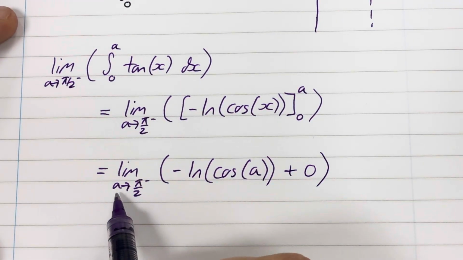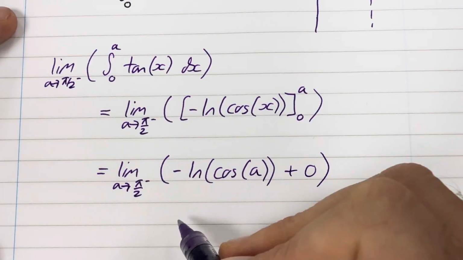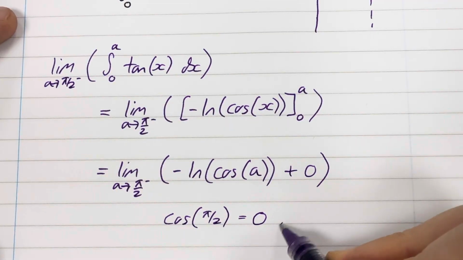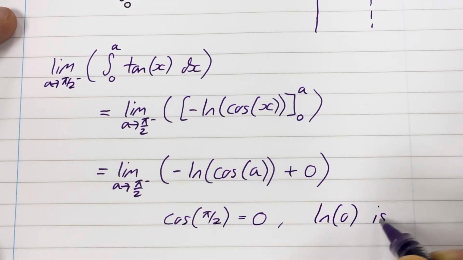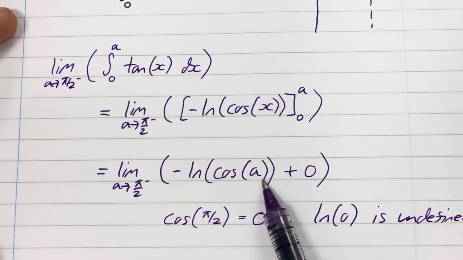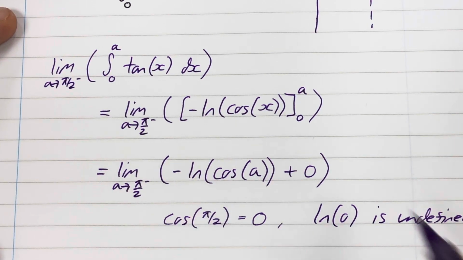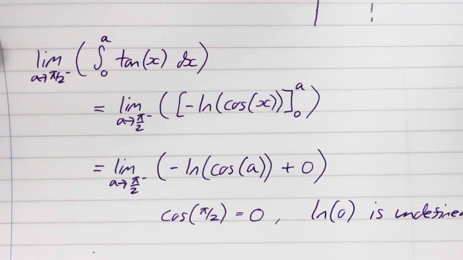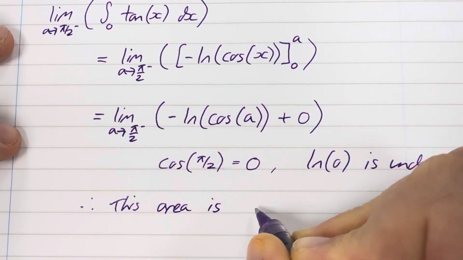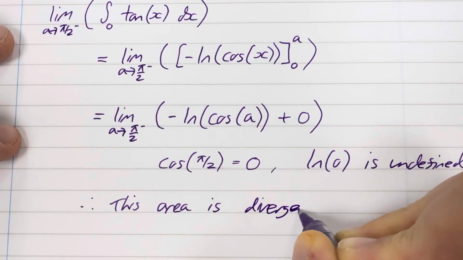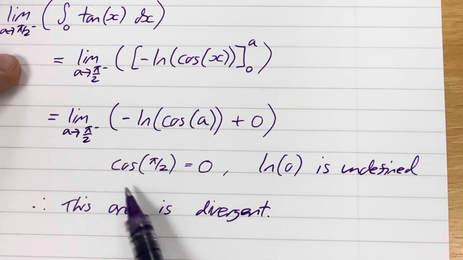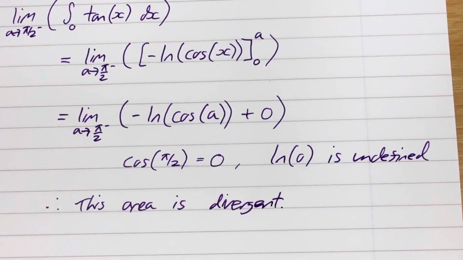And now if I take the limit as a tends to pi on 2, cos of pi on 2 equals 0, and log of 0 is undefined, because I'd be trying to log 0 if I plug in a as pi on 2 into this expression. So therefore, we can conclude that this area is divergent. So this area is infinite, the integral is divergent, the integral doesn't exist. Okay, because you end up trying to divide by 0.